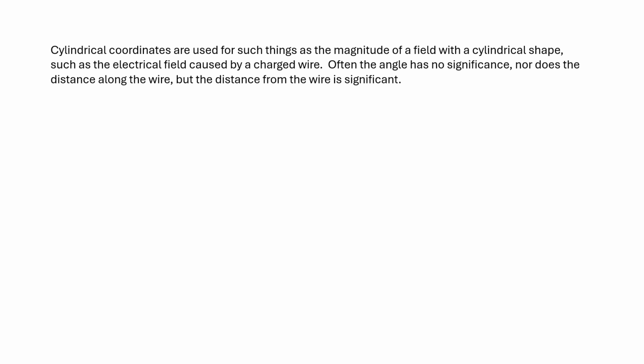Now, why would we use cylindrical coordinates in science and physics or in engineering? Often we have things with symmetry about an elongated direction, such as the magnitude of the electric field from a current conducting wire. So we would let the wire lie along the z direction, and we would measure out from there. A lot of times, the only thing we're interested in is how far out we go.